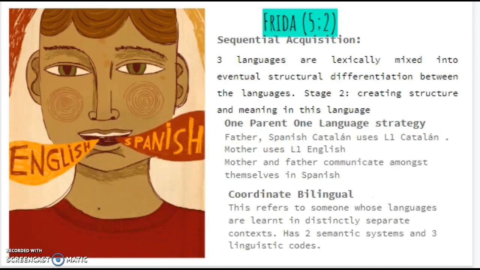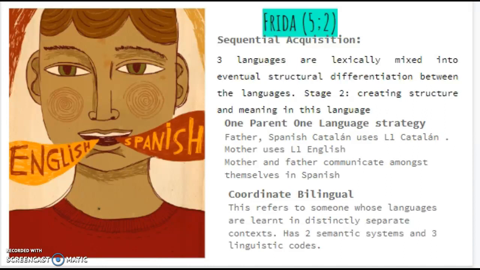Frida, age 5 and 2 months, is in her last year in preschool, in kindergarten. She is an example of having a sequential acquisition, that is where three languages are lexically mixed into an eventual structural differentiation between the languages. We can say that she's at stage 2 of this acquisition. She's creating structure and meaning in her L3.